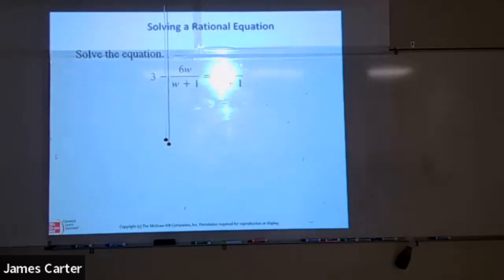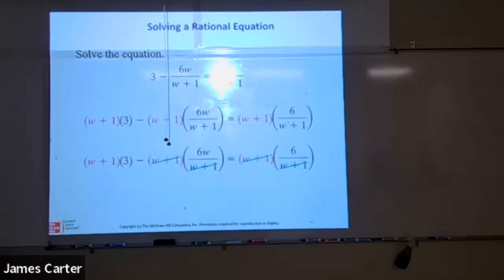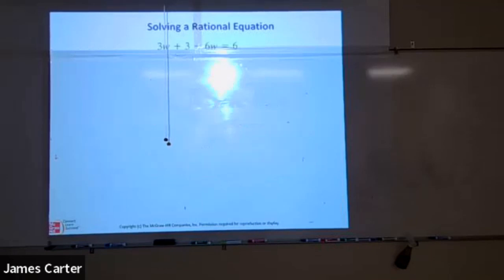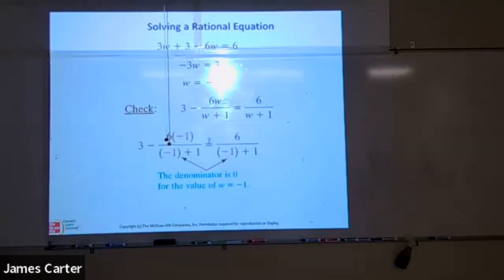Okay, here's just another one, a little bit more complicated. What's my common denominator? W plus 1. So multiply W plus 1, W plus 1, W plus 1. Denominators all go away after you cancel. Same steps we've been doing. And it will check also.